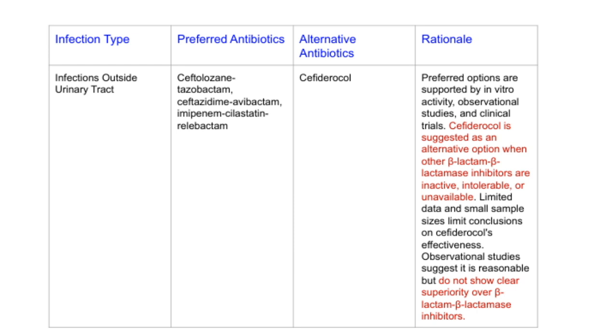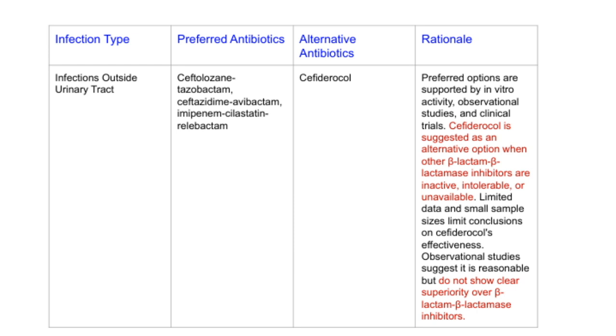It's important to note that while cefiderocol offers a promising option, the data supporting its use are limited. The studies we have are small, and the overall evidence isn't conclusive. Observational studies indicate that using cefiderocol is reasonable in certain situations, but they don't demonstrate a clear advantage over the other beta-lactam/beta-lactamase inhibitors. So, in the context of overall treatment strategy, these choices should be guided by the specific circumstances of the infection and the available evidence.